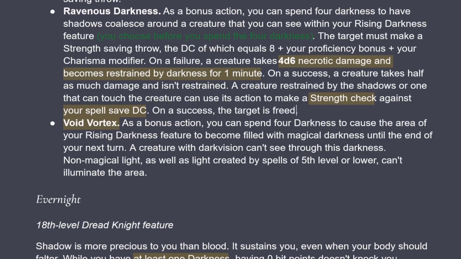I think you should just give it to them at level 3 when the warlock gets it. That way everybody can play together with the warlock's darkness right away. And then, all right, let me finish reading it and then I'll get to my gripe. Typical stuff, a creature with dark vision can't see through it because it's magical darkness, and non-magical light, as well as light created by a 5th level spell or lower, can't illuminate the area.